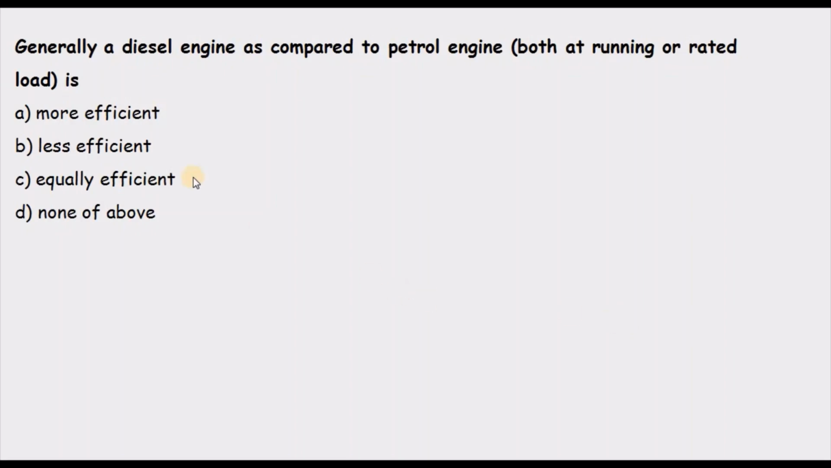So the correct answer is more efficient, because generally we use a higher compression ratio in diesel engines. But if you compare on the basis of the same compression ratios, then obviously petrol engines are going to be more efficient. But generally, when we speak, we say that diesel engines are more efficient because they employ higher compression ratios. So the correct answer is A, more efficient.